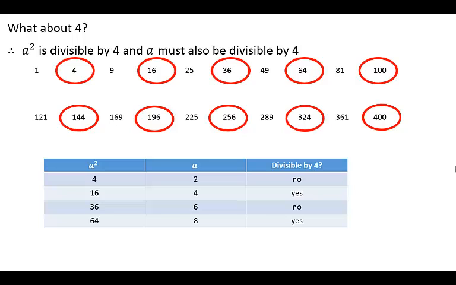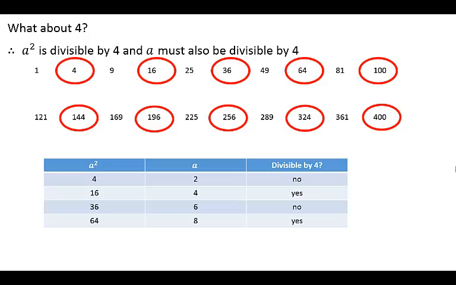So if we were to make the statement a squared is divisible by 4 and a must also be divisible by 4, it is not always true. So at that point, our proof by contradiction would break down. And that is what we'd expect. Because if we were asked to prove that root 4 is irrational by contradiction, we would hope that the proof wouldn't work, because root 4 is not irrational, it's rational.